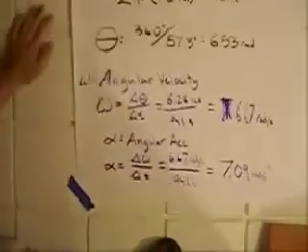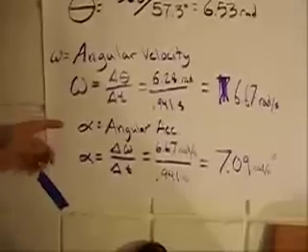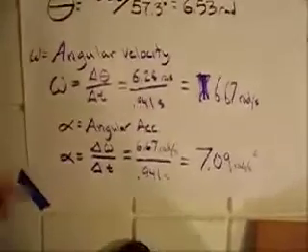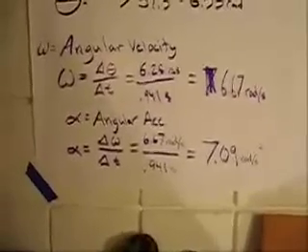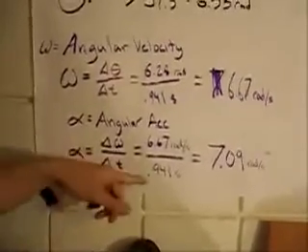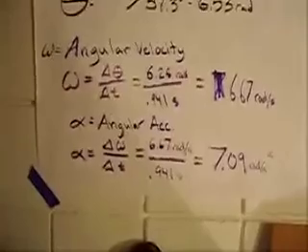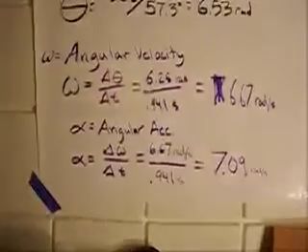And the next thing we wanted to find was the angular acceleration. So we use the equation alpha equals the change in omega over the change in time, and plug in that information, and that turns out to be 7.09 radians per second squared.